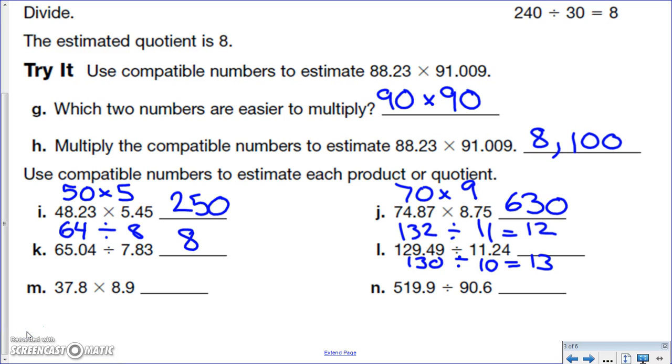For M, we have 37 and 8/10ths times 8 and 9/10ths. So first we're going to round 37 and 8/10ths to 40. And then we round 8 and 9/10ths to 9. Then 9 times 40 is 360.